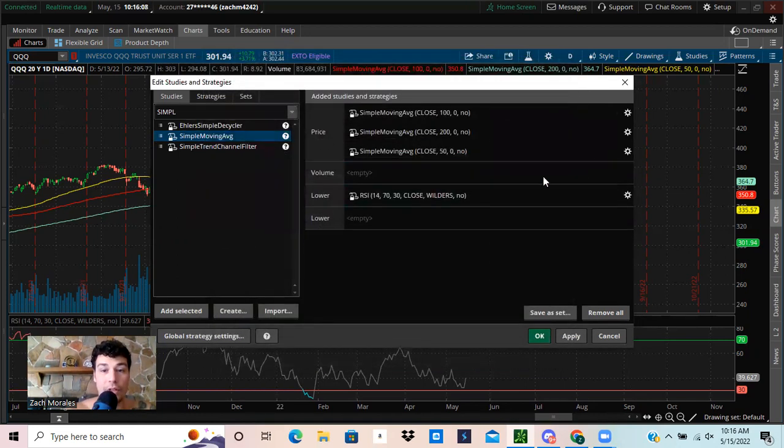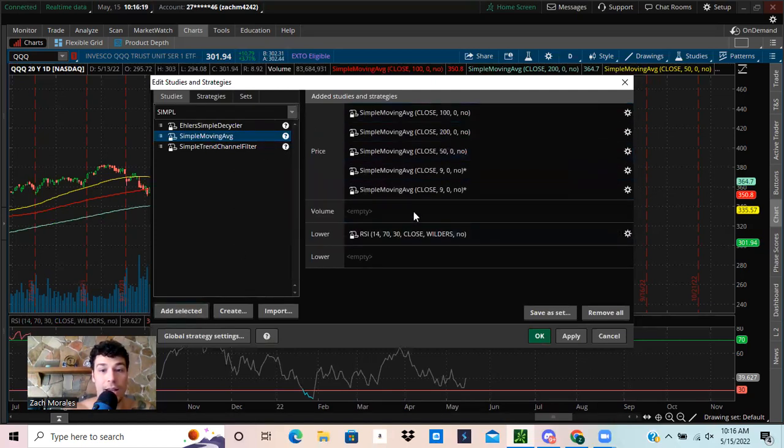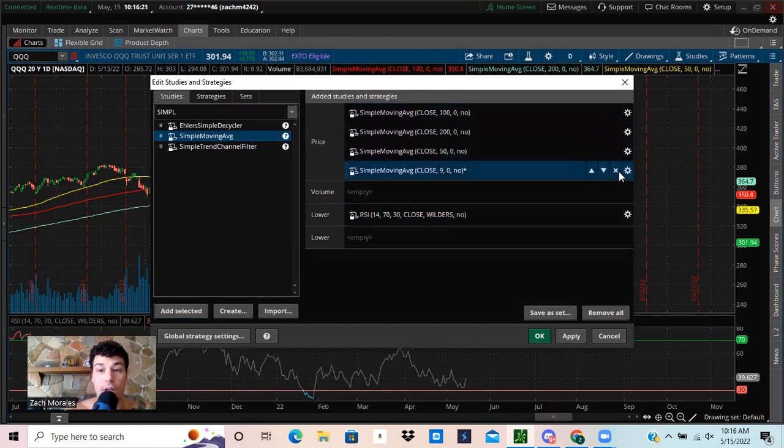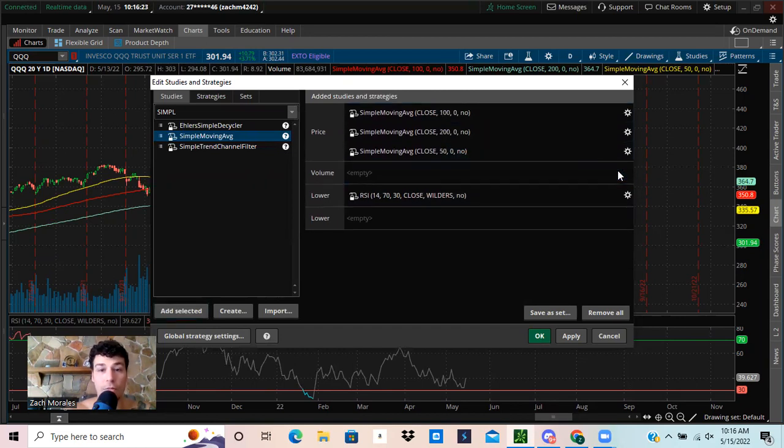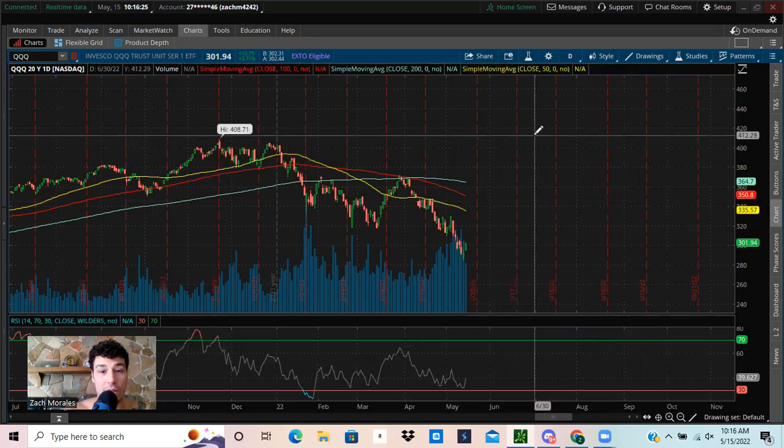So, obviously I've already done that, but I just wanted to show you guys that that is how you get it set up on your screen. It's very easy. And then once you do it once, then you just add it in there again, you add it in there again, and you can have as many as you want on your screen using Thinkorswim. All right. So that's how you set them up.